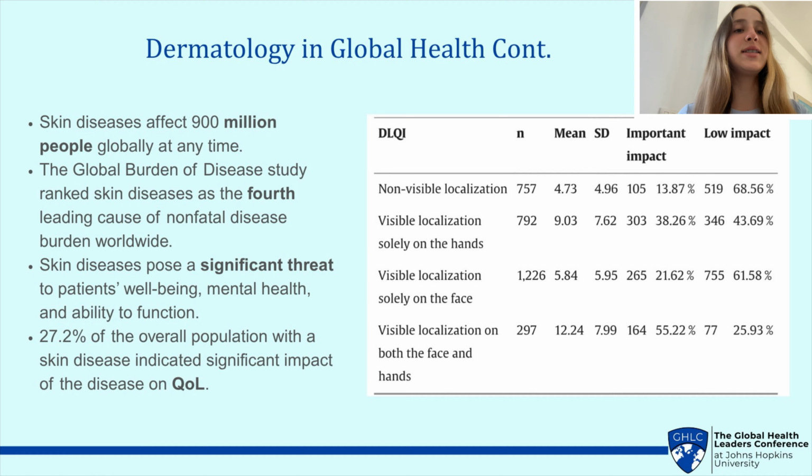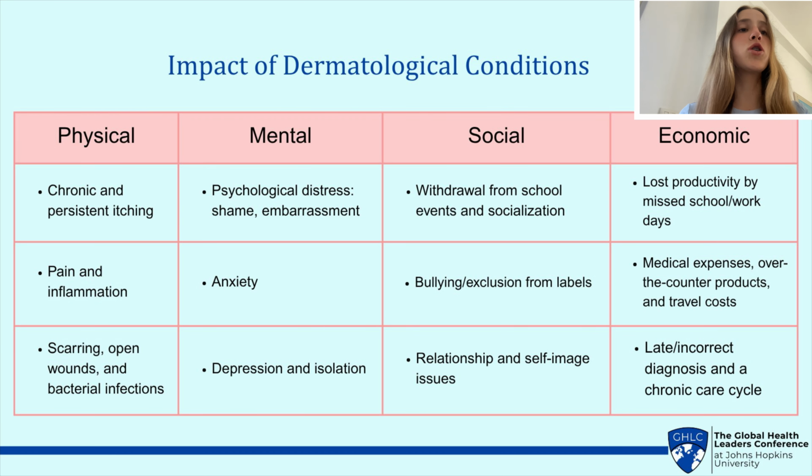27.2% of people with skin diseases stated that their skin condition worsened their quality of life. As the data to the right shows, the visibility of the skin condition contributes to this percentage, further reflecting the emotional toll of skin conditions. The effects of dermatological conditions such as acne and eczema fall under 4 key branches: physical, mental, social, and economic.